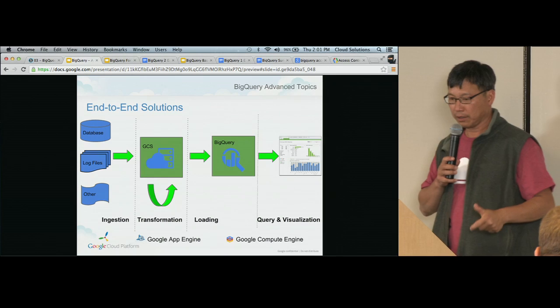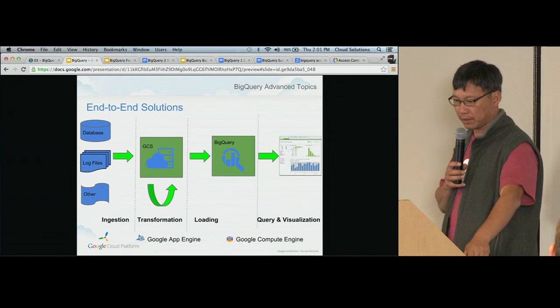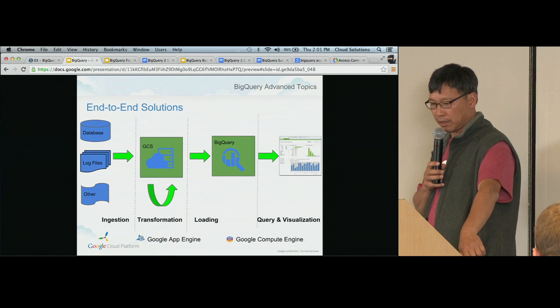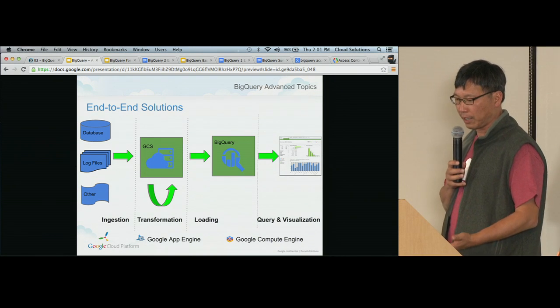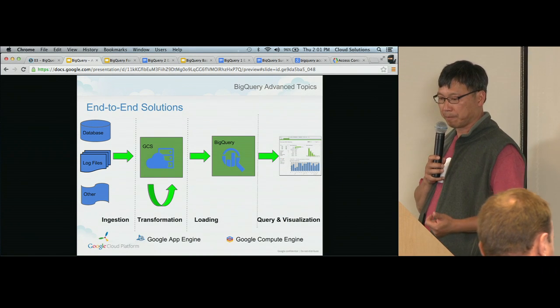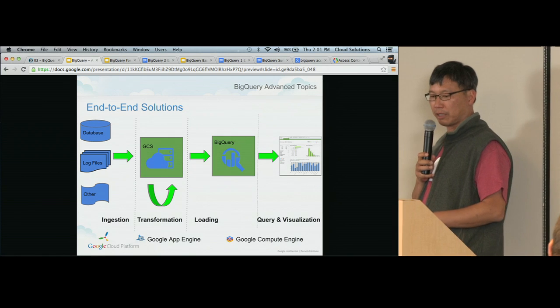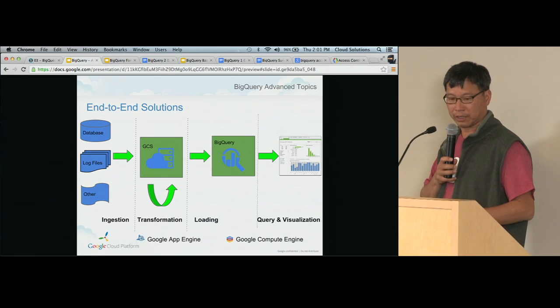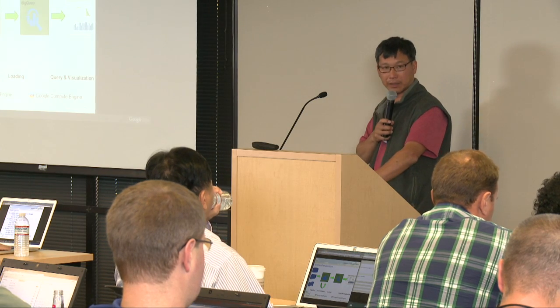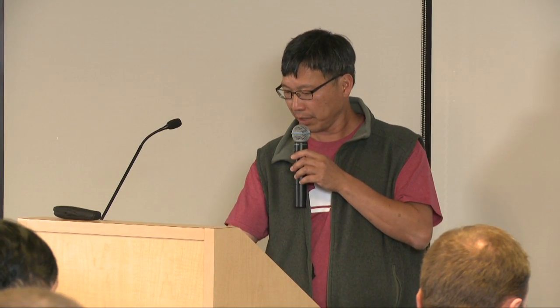Okay. So the next topic that we're going to talk about is end-to-end solutions. This is a fairly typical use case that we've seen. Basically, there's 3 steps in implementing an end-to-end solution. The first step is ingestion, getting the data in, and the second step is transformation. The next step is loading the data into BigQuery, and the last step is query and visualization. So it's not rocket science, it's very straightforward. Okay, let's break those steps down in detail.